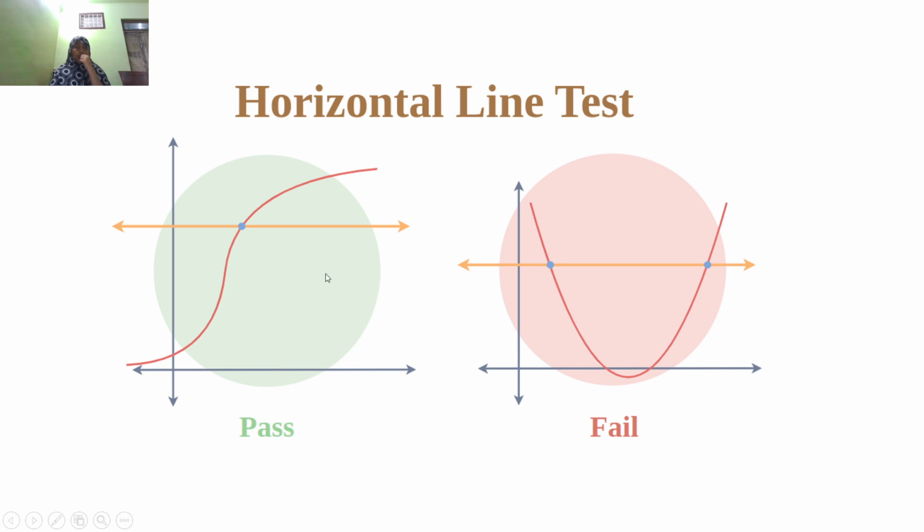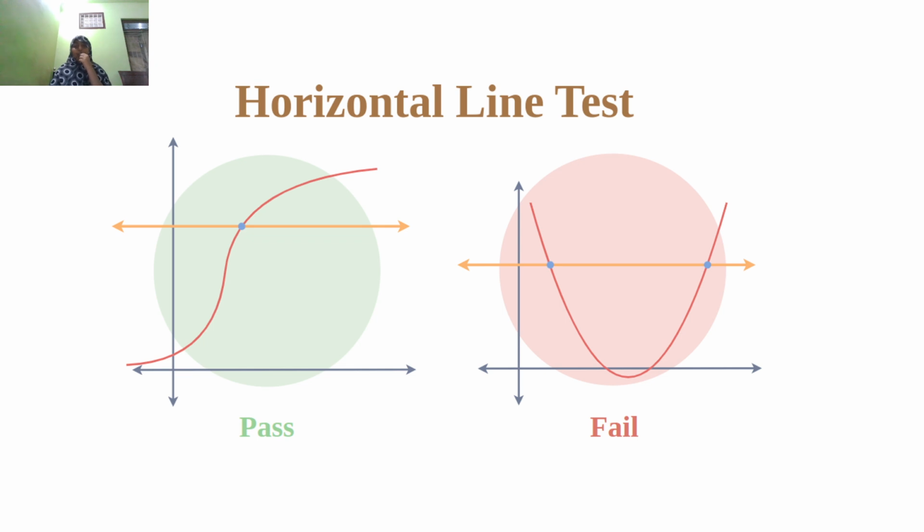Horizontal line test. What do we do from the horizontal line test? It is done to check whether it is a one-one function or not. See, we will draw a horizontal line and check whether the graph is cutting in one place or more than once. If it is cutting more than once, it is not a one-one function.